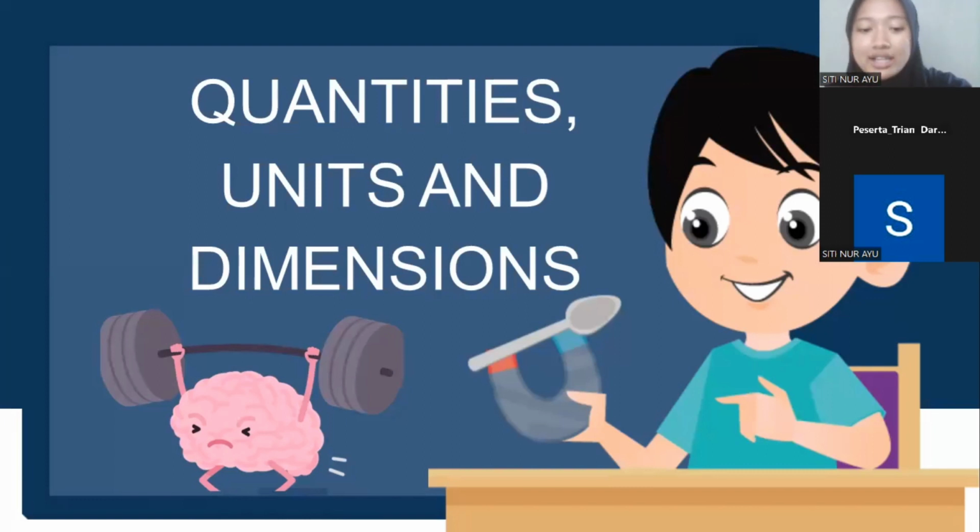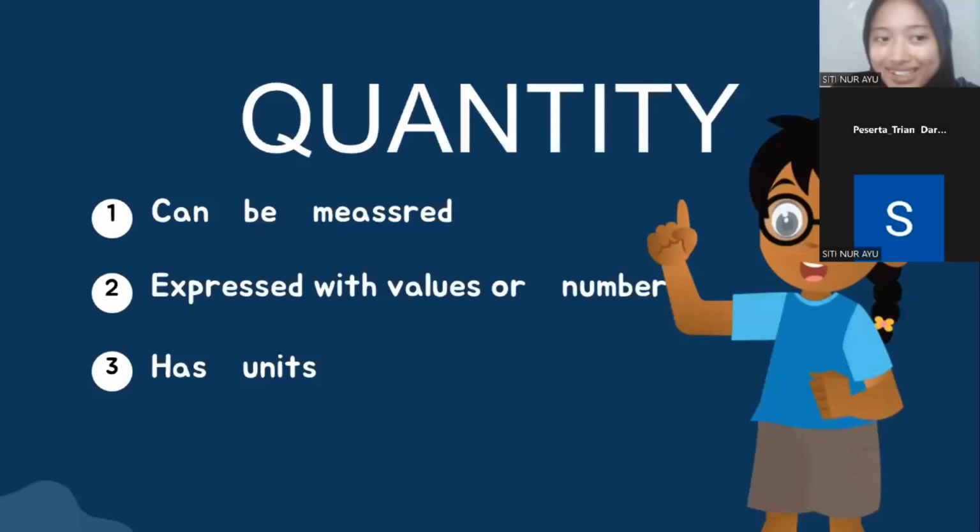So guys, the value shown by the scale is the mass of the fruit that you bought, which can be measured using a scale, and having a mass unit is an example of a quantity. What is a quantity? A quantity is something that can be measured, is expressed with values or numbers, and has units.